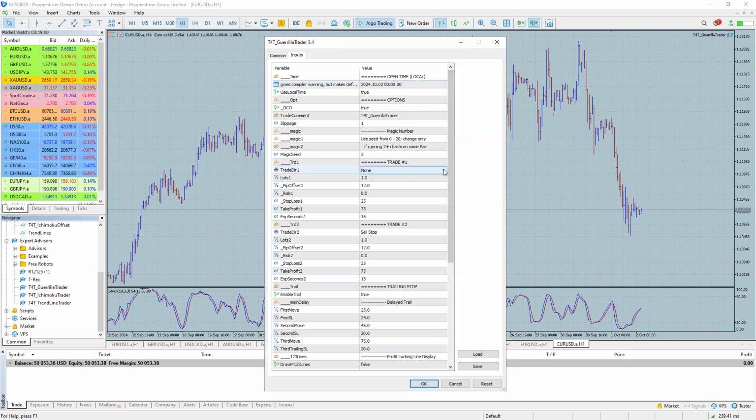Now, if I'm looking for a trade to the downside, say I want to have a sell stop, I can have two sell stops here. I can place one 15 points or 12 points from the market, and another one at 20 points from the market, right? And I could also have that first trade pip offset. The order is going to be placed in the market 12 points below because it's a sell stop, and it's going to expire in 15 seconds.